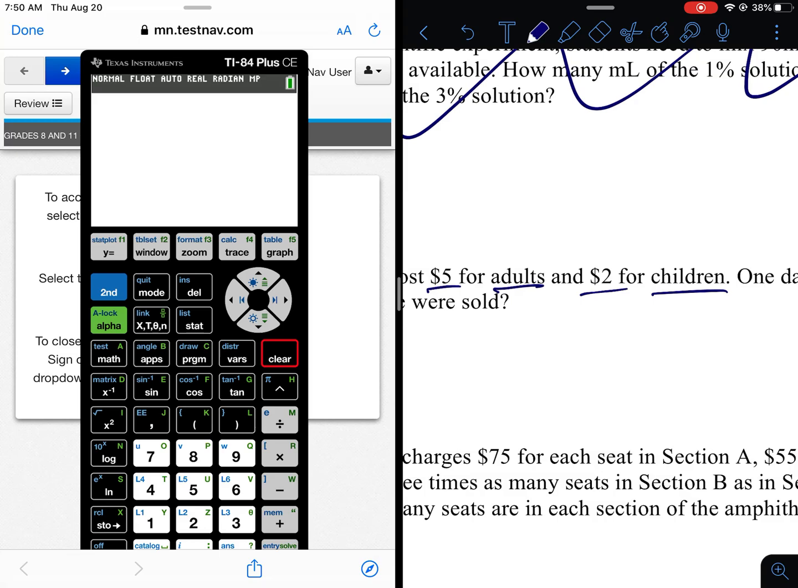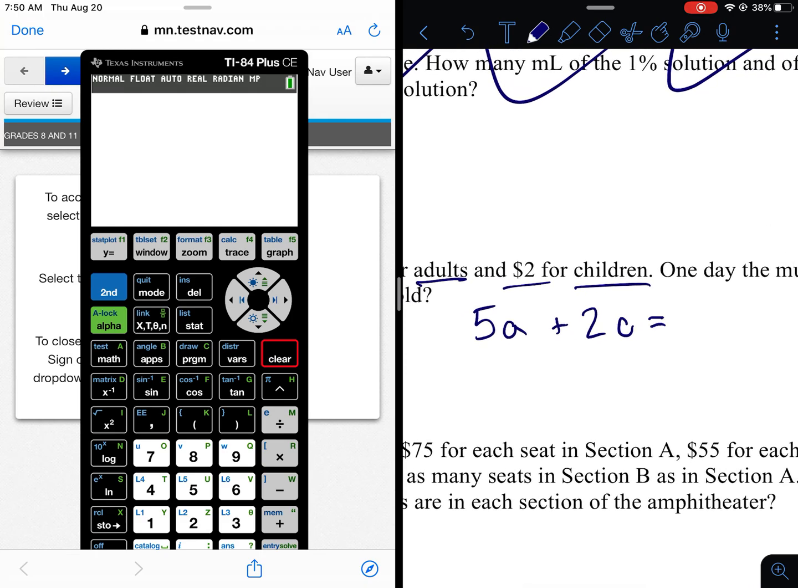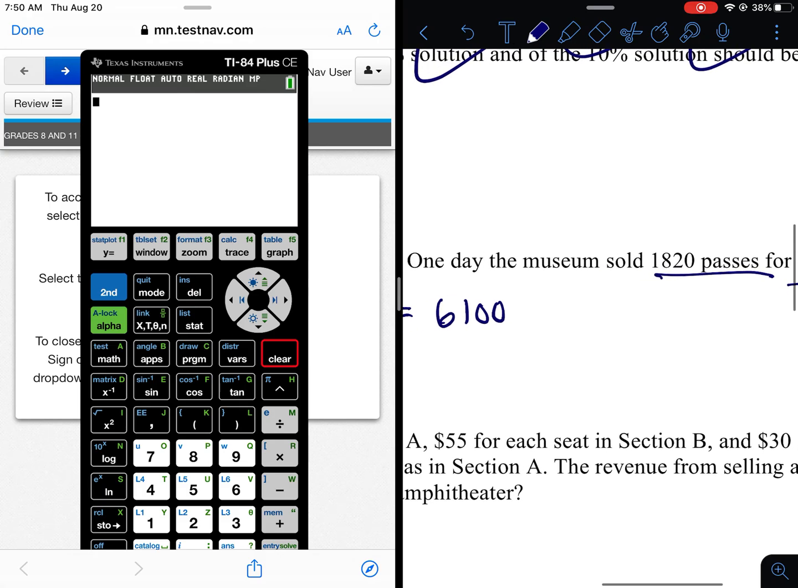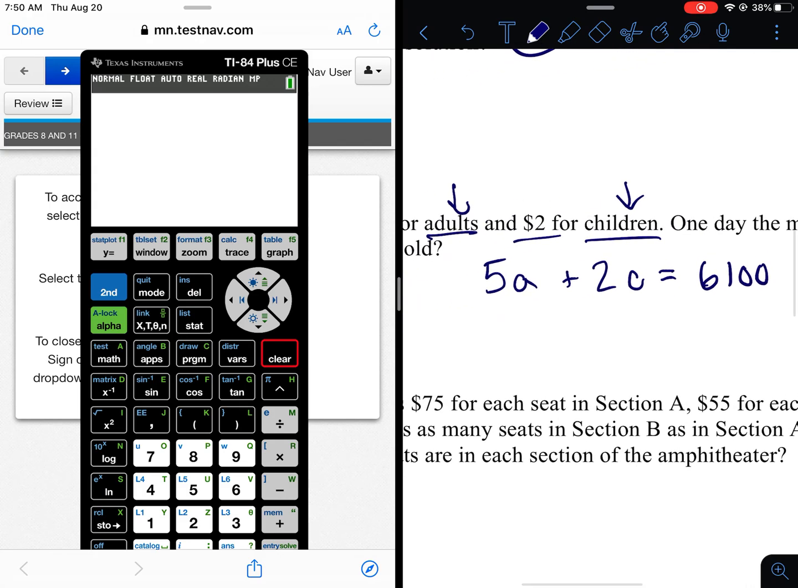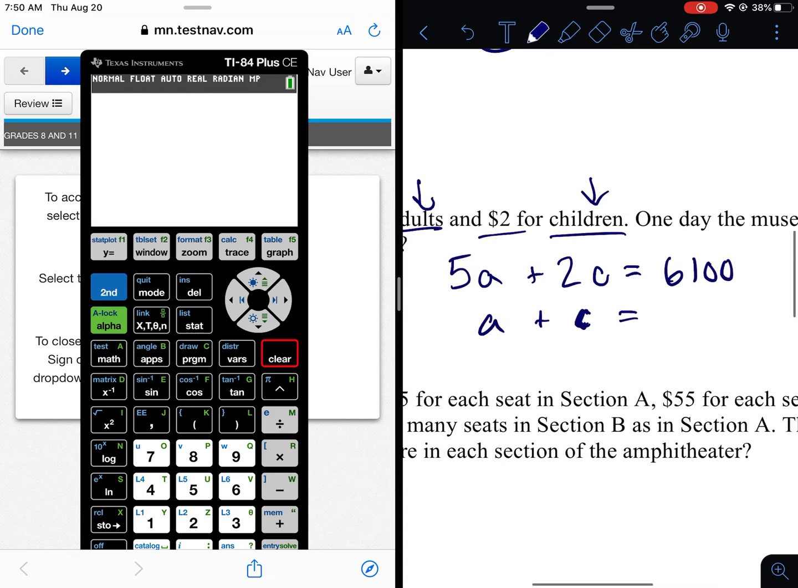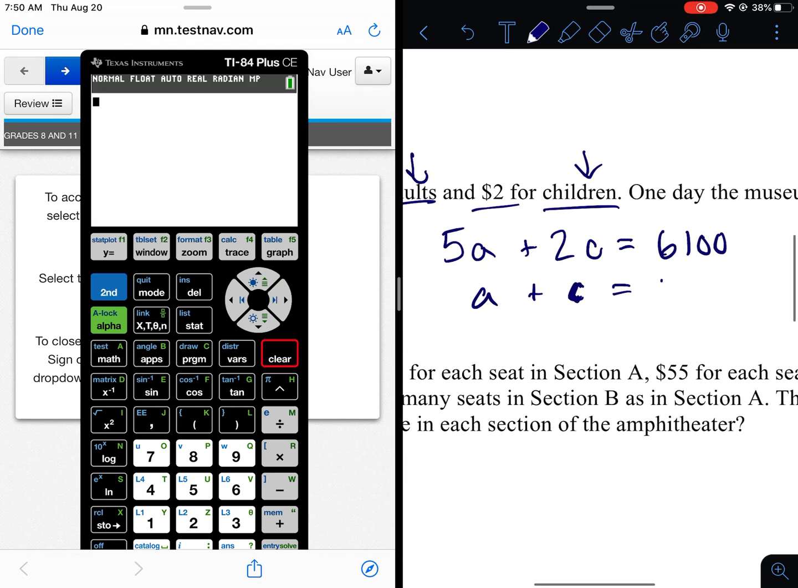We can write that in our equation. So $5 per adult plus $2 per child, that's a C, equals a total of $6,100 that they made that night. The other piece of information looks to be the type of ticket. So it does say that there are adult tickets and children's tickets, and they did say that they sold 1,820 total tickets. So I could say that all the adult tickets plus all the children's tickets, C, is a total of 1,820 tickets.